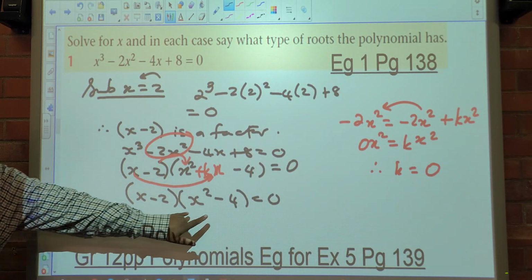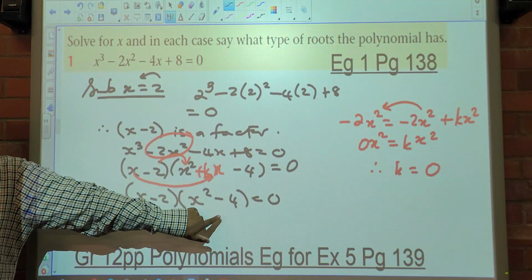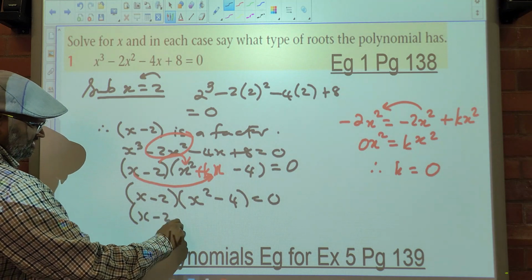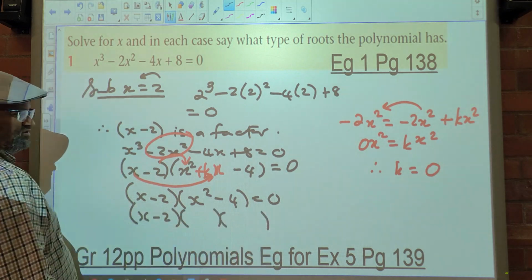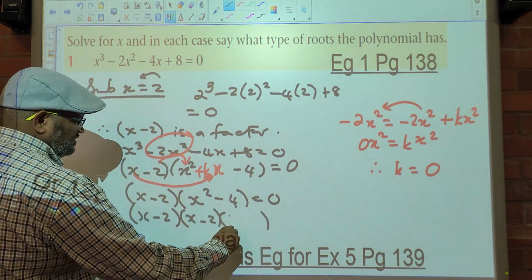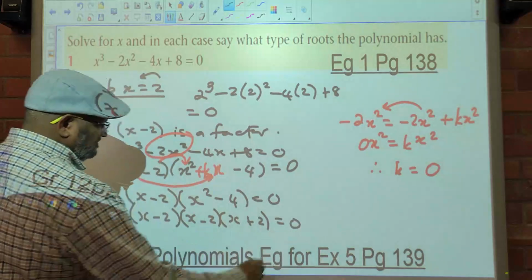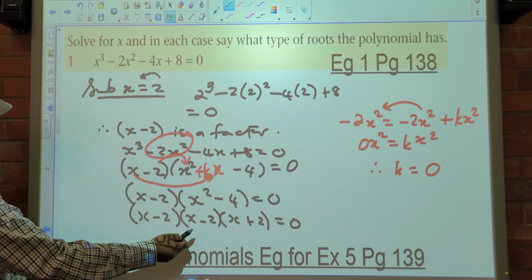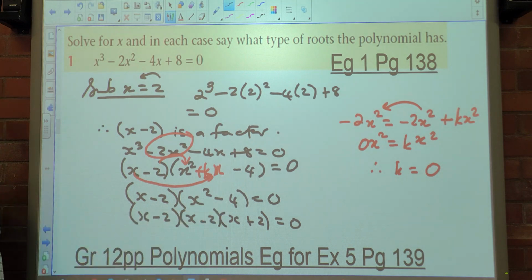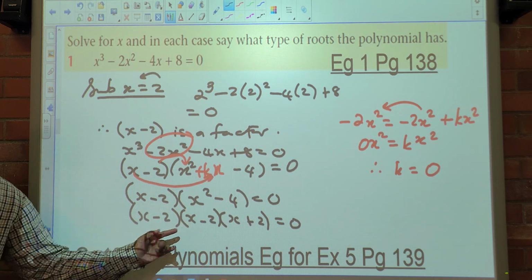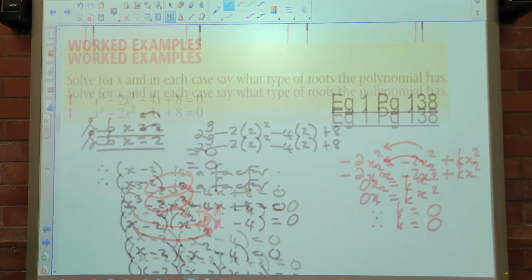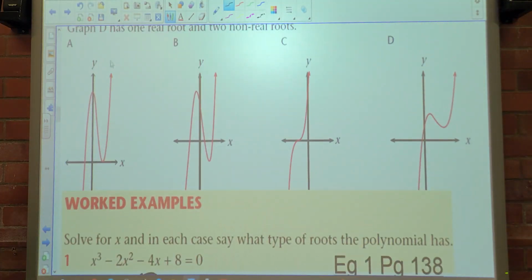So hang on. Try now the quadratic and factorize into what? Difference of 2 squares, which is x minus 2, x plus 2 is equal to 0. So what do you notice now? This could be written as x minus 2 squared into x plus 2. So it's a 2-in-1 solution here. You see that? So which case do you think is going to be here of the 4?